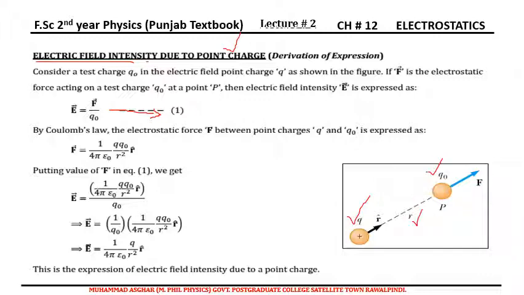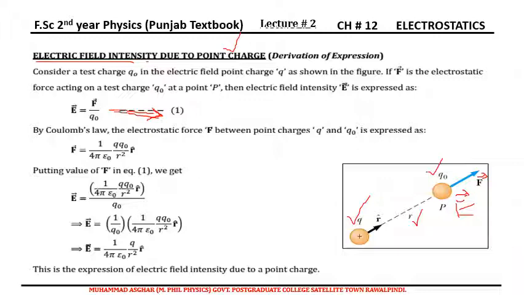When one charge exerts a force on the other, the direction of force will be along one direction, and the electric field is also in the direction of force, so we can write E in the direction of force. So E is defined as force per unit charge, as shown in equation 1. Now we apply Coulomb's law for the charges, which is given mathematically by F is equal to 1 over 4 pi epsilon naught q q naught divided by r square.